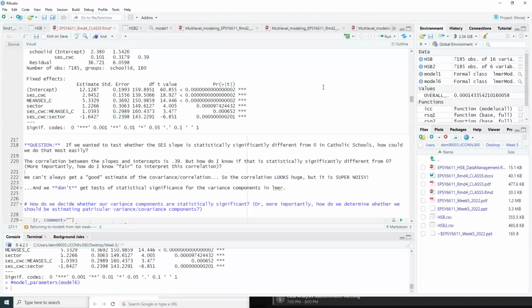Did it. Okay, but yeah, there must be a way to draw this thing, but apparently not. But beta sub naught j equals gamma naught naught, that's my overall intercept, plus gamma naught 1 times mean SES. If you think about it, that's the effect of mean SES on the randomly varying intercept, right? Should I write it up here? Yeah, write it on the board.